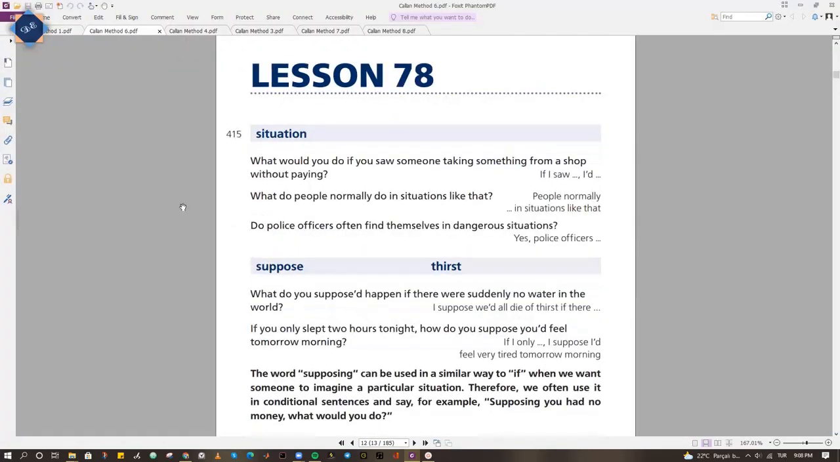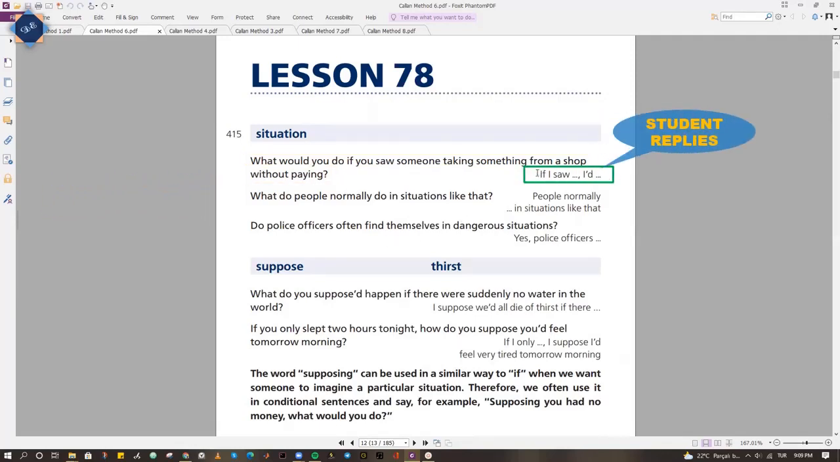Let's move forward. Now let's move to method 6, which is the intermediate level. As you can see, the questions are more complicated, longer when you move forward. Now, for example, the word situation is given. So the student first reads the word, the teacher gives the pronunciation of the word, and then the teacher asks questions regarding this word. For example, what would you do if you saw someone taking something from a shop without paying? The teacher asks. The student now replies.